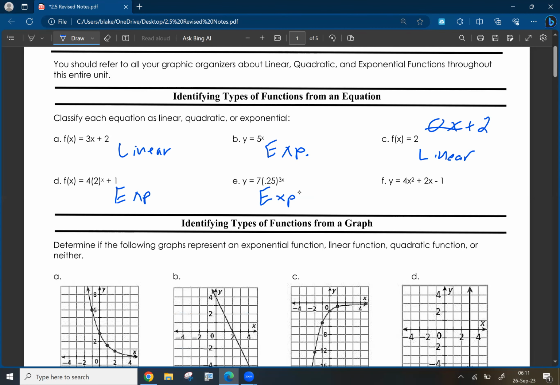There you go. And then finally, you have f, which is y equals 4x squared plus 2x minus 1. The x squared is the giveaway that this one is quadratic. So quadratic will always have an x squared. It's not 2 to the x power, it's x to the second power, right? So it can be kind of similar to exponential because it has an exponent, but the x isn't the exponent here. It's 2. And so when the exponent is 2, that's quadratic.